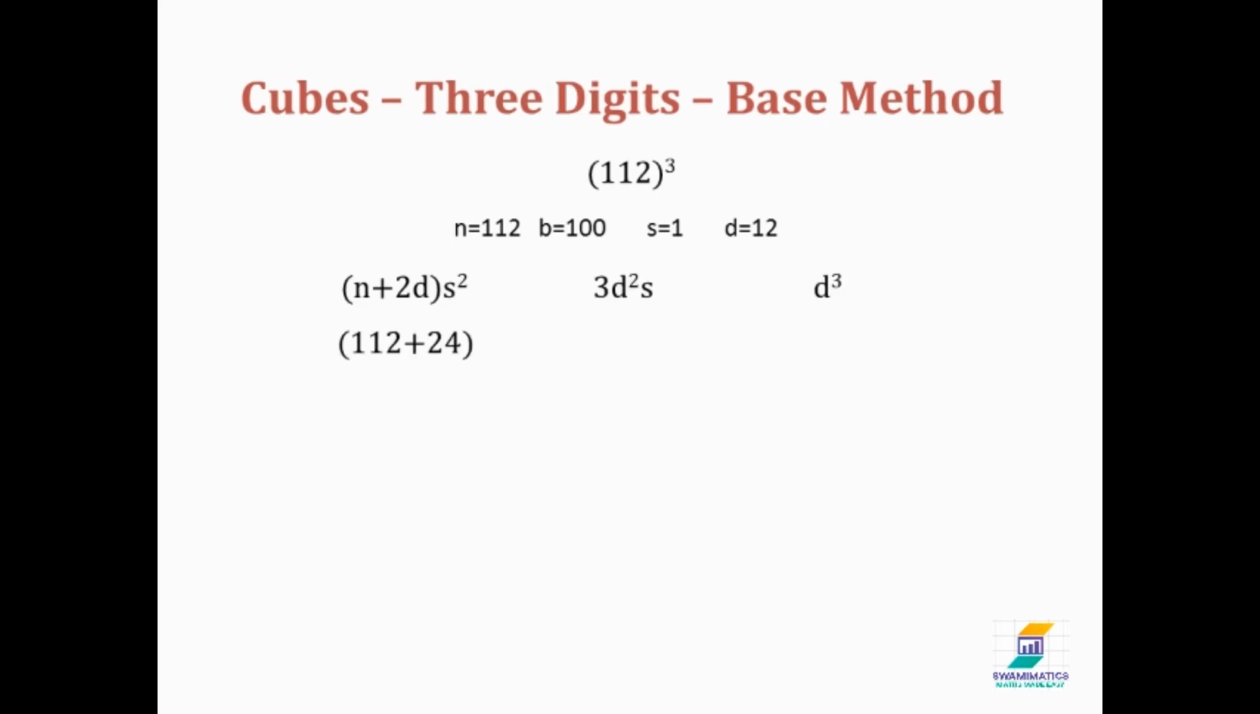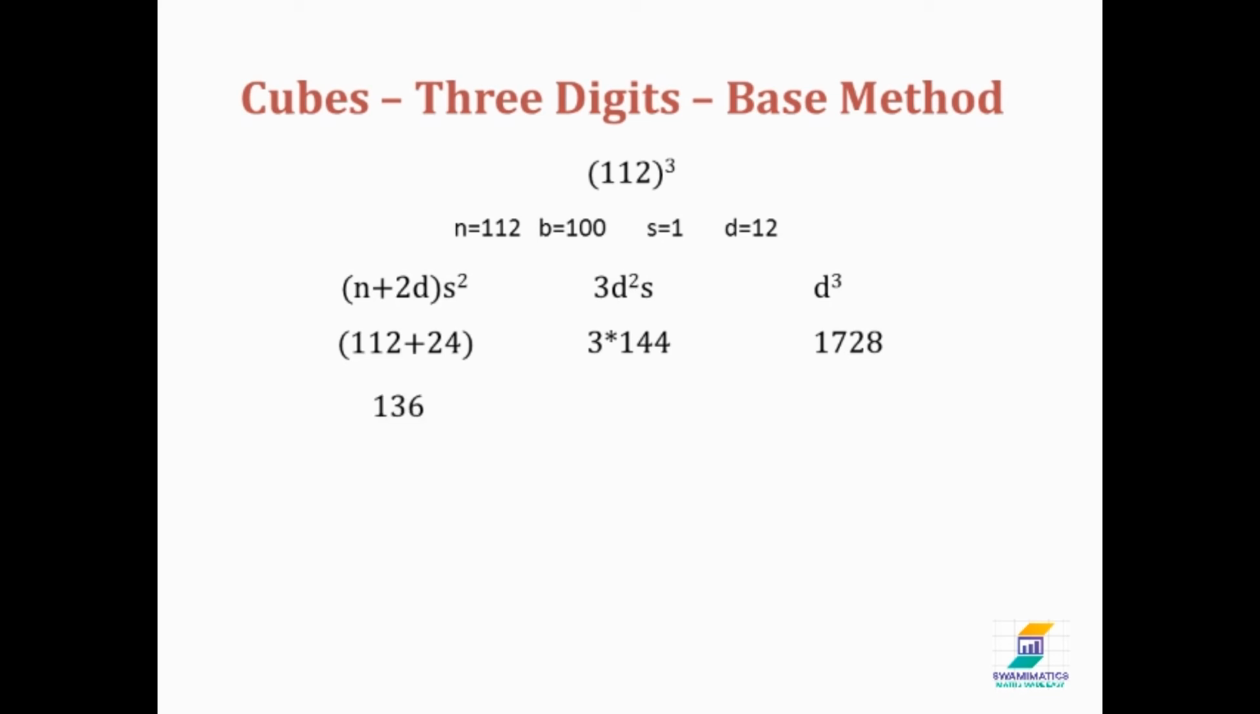What is the first one? 112 plus 24. Since the sub base is 1, it is multiplied by 1. The next one is 3 into 144. The last one is 12 cube. 12 cube is 1728. As I said earlier, it is better to remember the cubes up to 15. But even if you are not remembering, taking 12 cube is not a difficult thing. In fact, 12 square is 144. 144 into 12 is nothing but 1728.